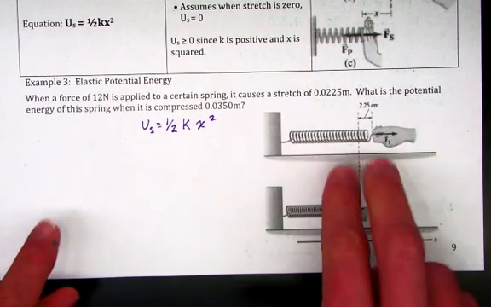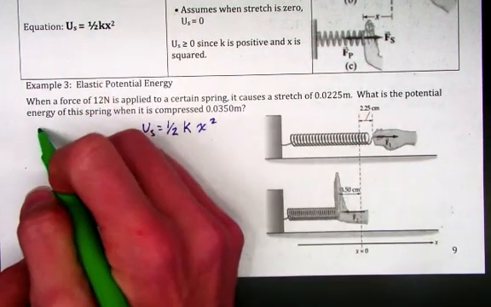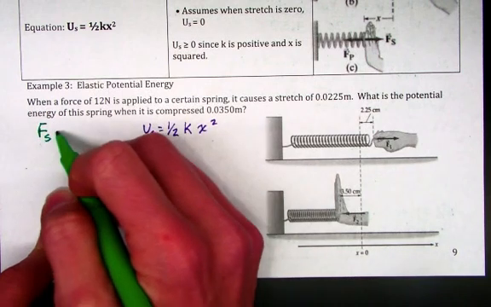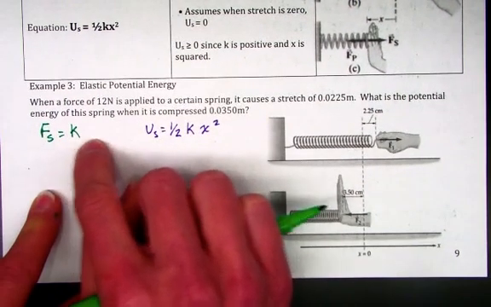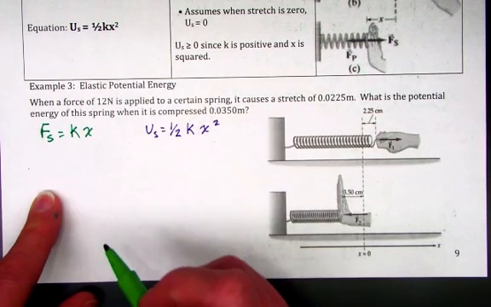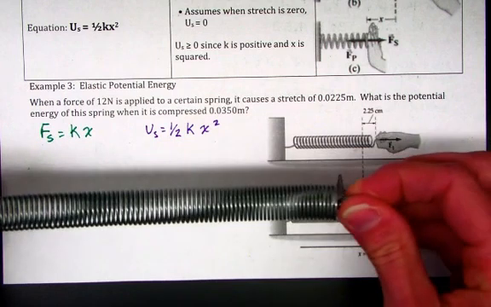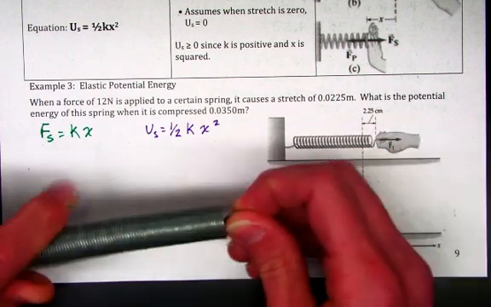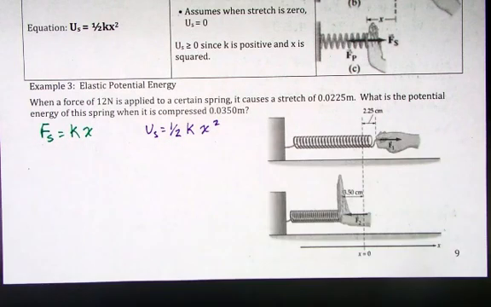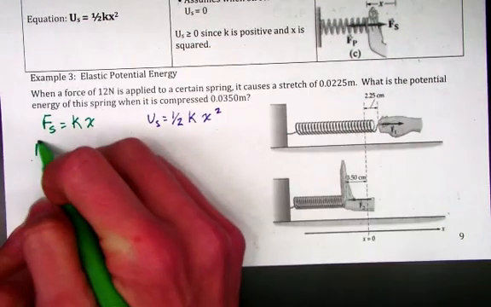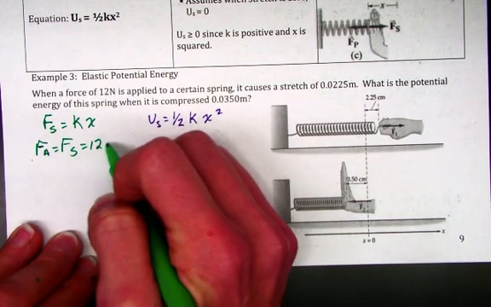However, in this first problem, I know the applied force. But wait a second, I have an equation for the spring force. Spring force equals the spring constant times the displacement. But I don't have the spring force, right? All I have is the applied force. But by Newton's third law, remember, our applied force is going to be equal and opposite magnitude to the spring force. So what's happening is my applied force is the spring force, and that's going to be 12 newtons.